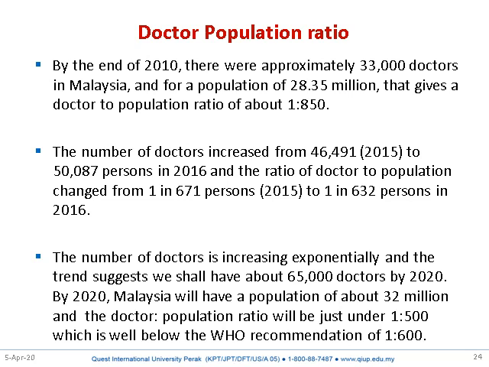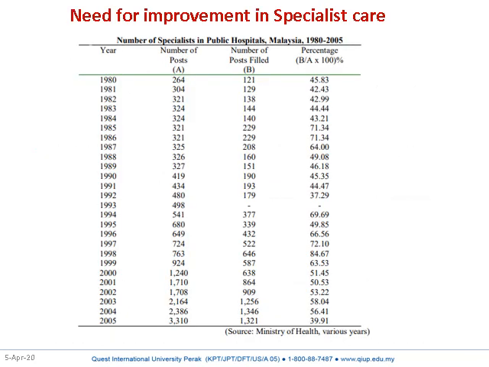By 2020, Malaysia will have a population of about 32 million and the doctor population ratio will be slightly under 1 is to 500, which is well below the WHO recommendation of 1 is to 600. WHO has given Malaysia's ideal doctor population ratio as 1 is to 600, but by 2020 it is projected to be 1 is to 500. So that's better than the WHO recommendation. So there is a need for improvement in specialist care.